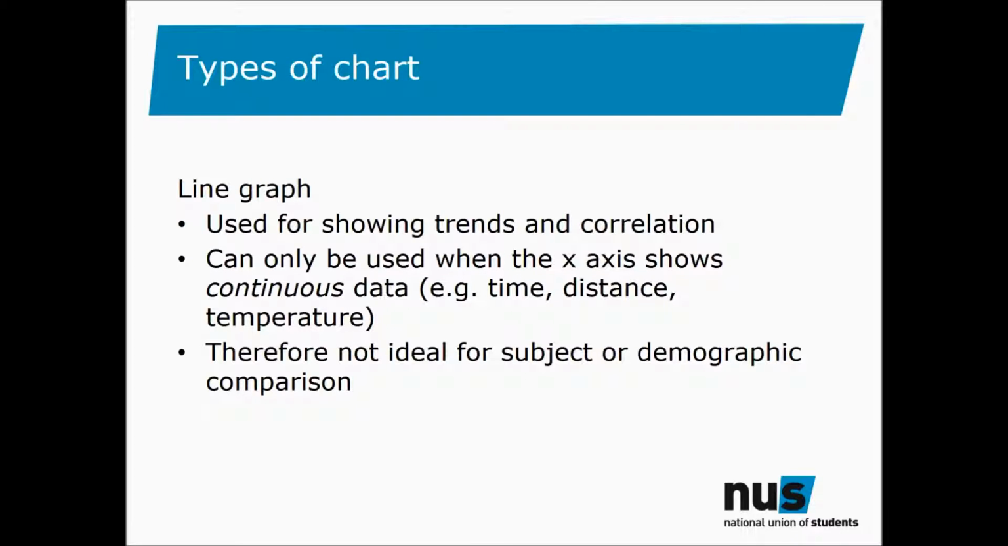The first chart we'll look at is a line graph. This is used to show trends and correlation, but it can only be used when the x-axis shows continuous data. This means that the x-axis should show progression along a scale, such as for time, distance and temperature. This makes it less than ideal for subject or demographic comparisons, as these don't fall along a scale of related values.